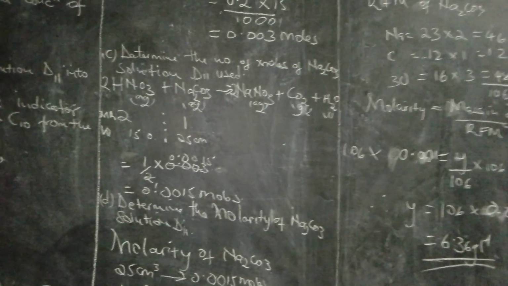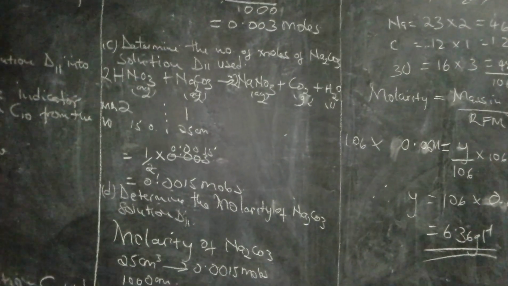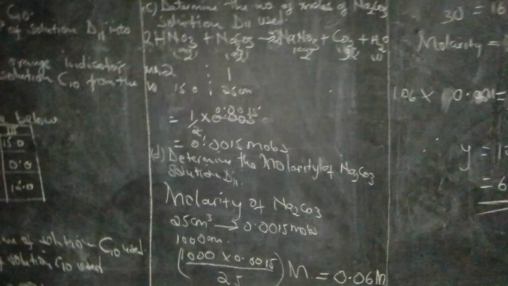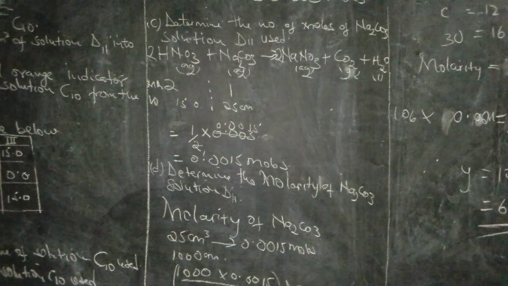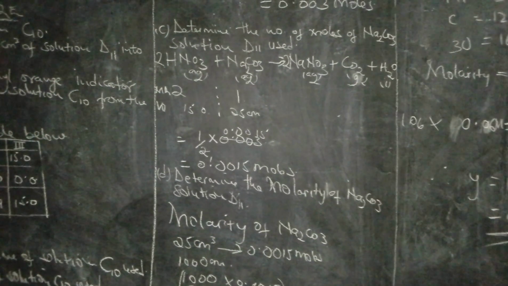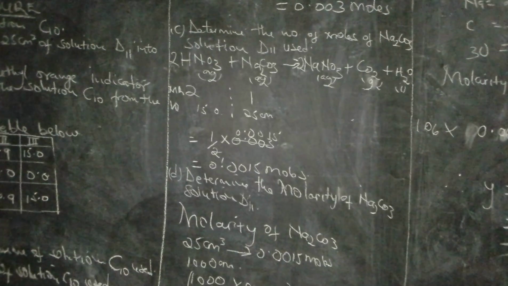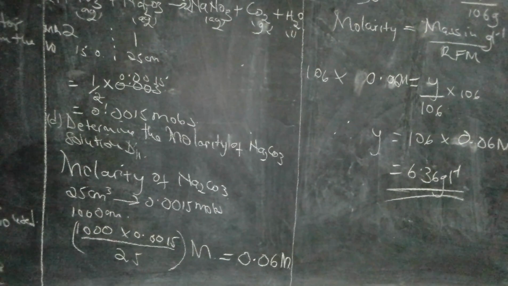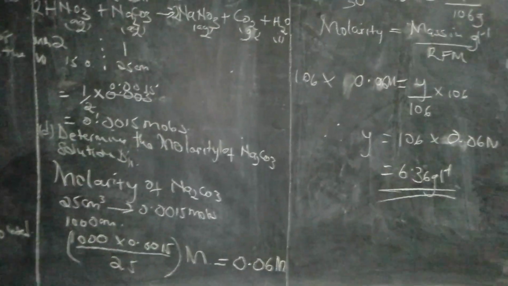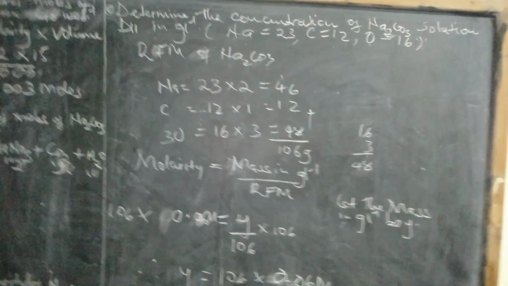Then we went on to answer D, determine the molarity of sodium carbonate solution, where we found that 25 cubic centimeters were having 0.0015 moles. What about in 1,000? Then we cross multiplied and we got 0.06 molar.